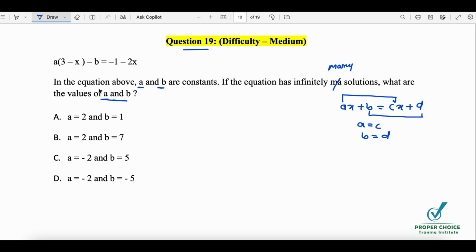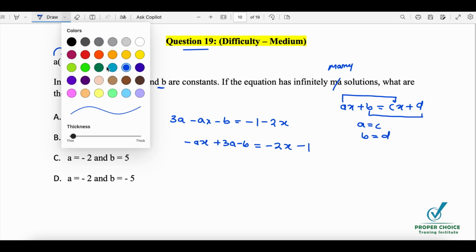Now what am I supposed to do? Expand them, simplify them and set them equal to each other. So when you distribute, it becomes 3a minus ax minus b is equal to minus 1 minus 2x. If I write it this way, minus ax plus 3a minus b is equal to minus 2x minus 1.